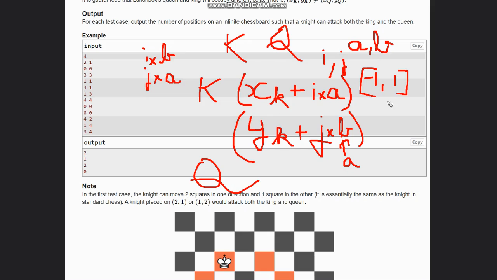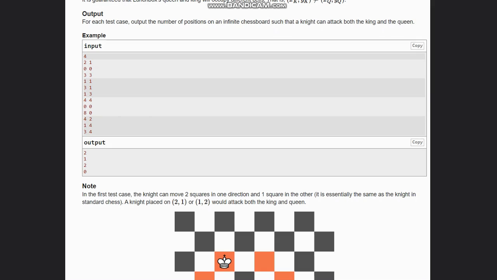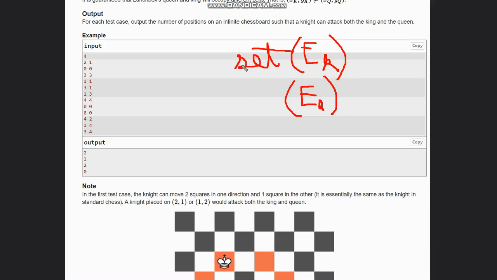And then what we can do is just take the set of the elements we got from K, let it be E of K, and the same for the set of Q. And then check which element appears in both of these sets. The element which appears in both of these sets is a position at which a knight can be placed.